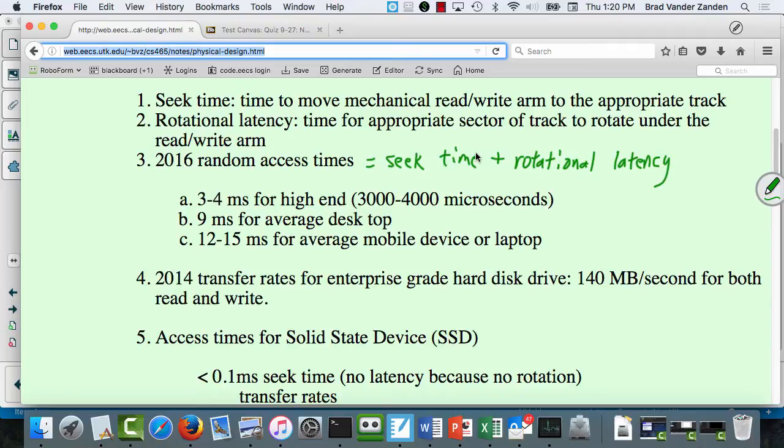For very expensive high-end enterprise disks, it's about 3 to 4 milliseconds. For an average laptop, it's about 9 milliseconds. For a mobile device or a laptop, it tends to be 12 to 15 milliseconds. And those times essentially are unchanged from 2 years ago, whereas access times for random access memory keep decreasing.